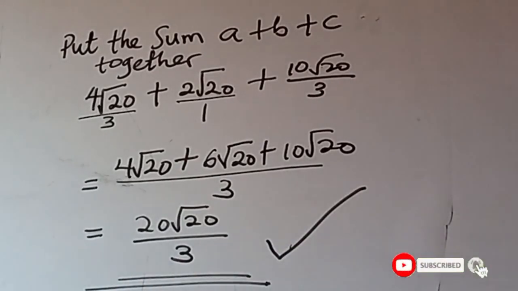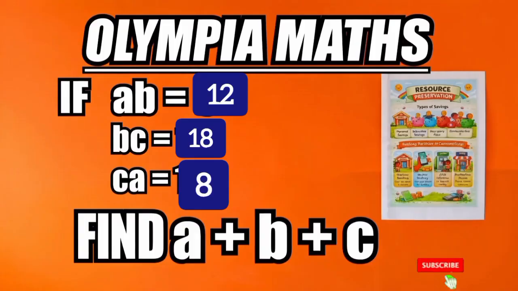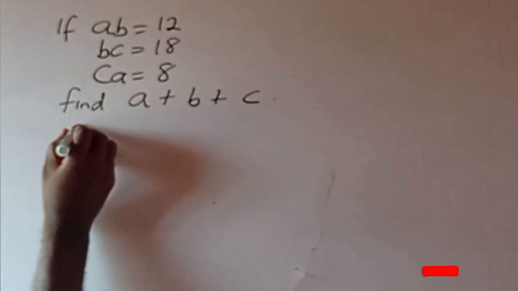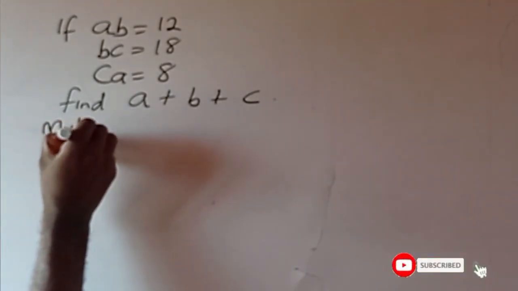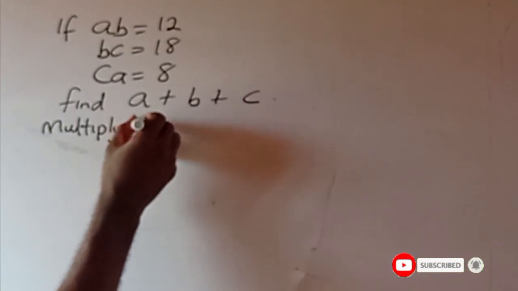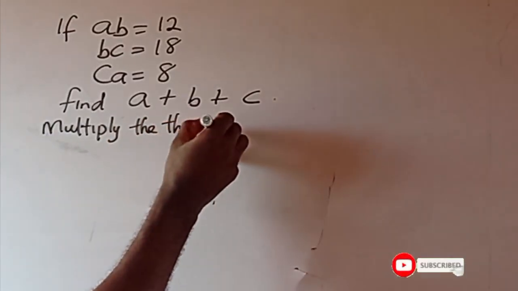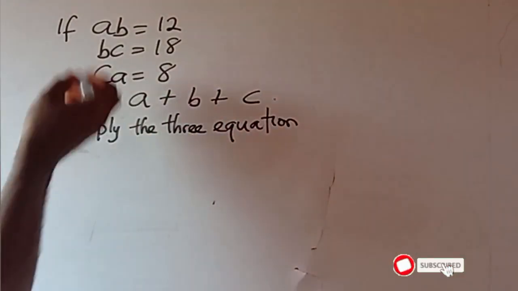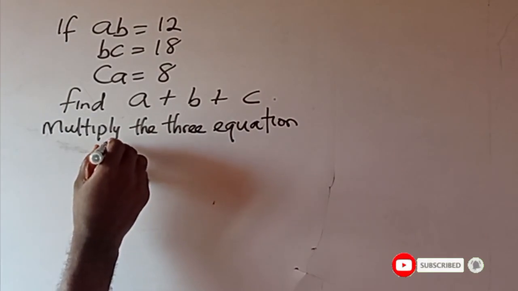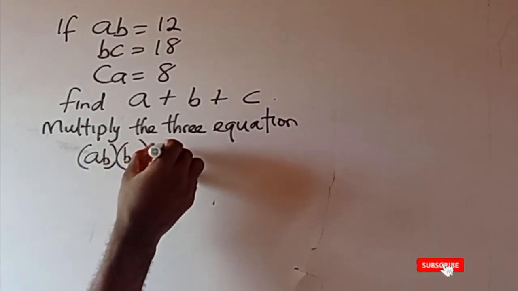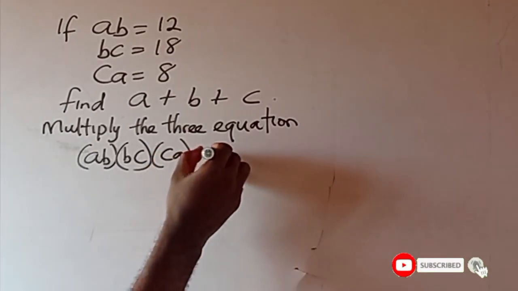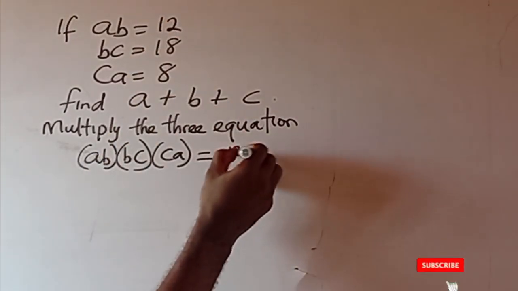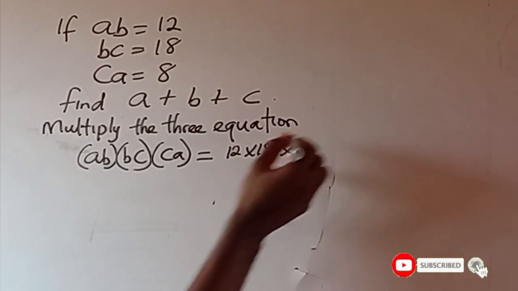Correct. Let's go to the third question before you try your own. We have AB to be 12, BC is 18, and also CA is 8. Find A, B, C, A plus B plus C. Don't forget, first thing to do is to multiply the 3 equations, AB, BC, and CA, put them in brackets, equals 12 times 18 times 8.